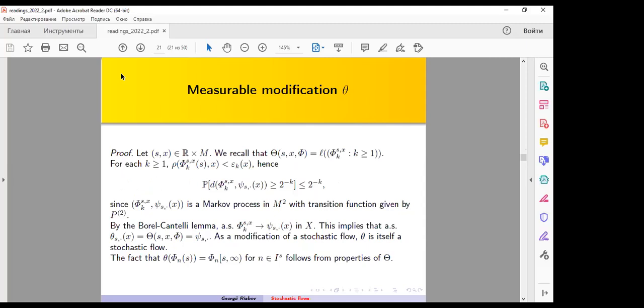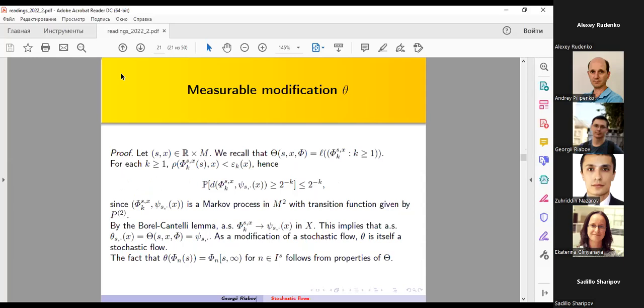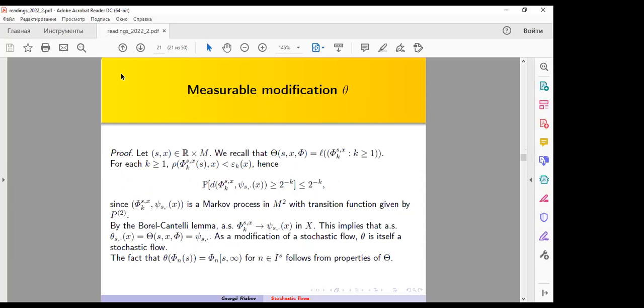The distance between phi k at time s and x is less than epsilon k of x. So the probability that the distance between psi s and phi k as a function is bigger than 2 to the power minus k is less than 2 to the power minus k, and we can apply the Borel-Cantelli lemma. So almost surely phi k converges to psi, and our mapping theta chooses a limiting point of this sequence. So almost surely it will choose psi.